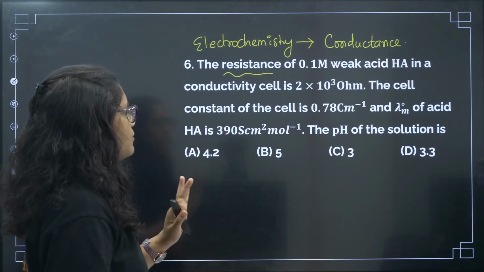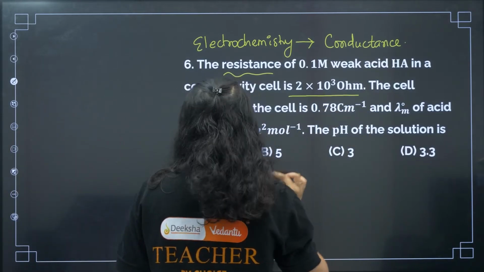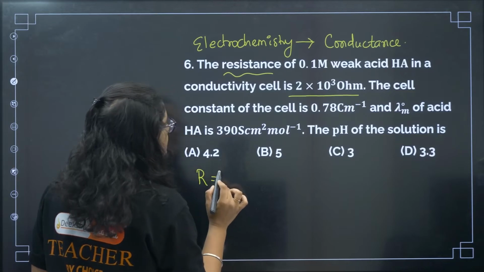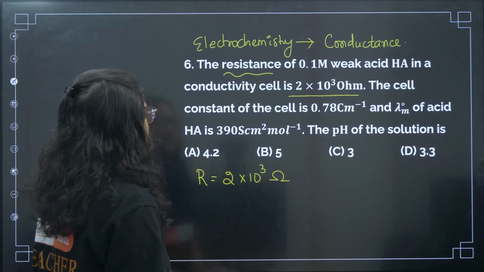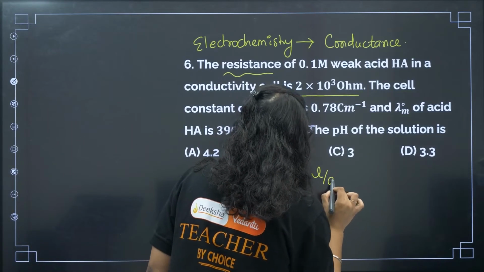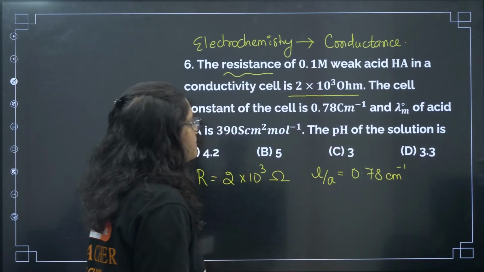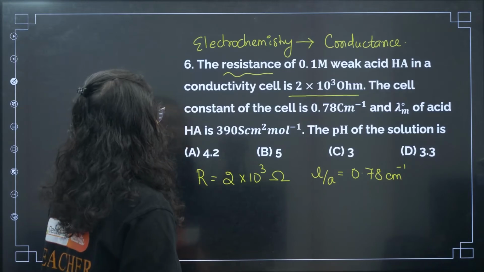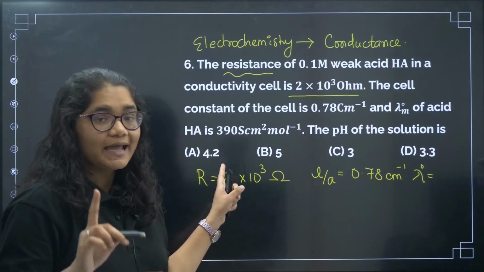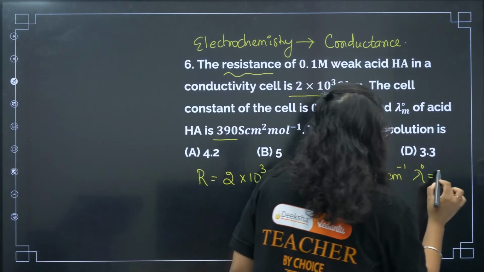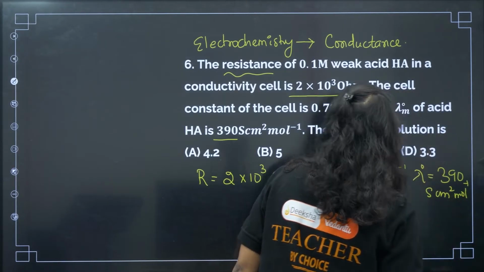The resistance of a 0.1 molar weak acid HA in a conductivity cell is this much. So let us write the data given to us. Resistance is 2 into 10 to the power of 3 ohm. Okay. Now the cell constant of the cell is, so cell constant is L by A, and that is 0.78 centimeter inverse. Okay, and the lambda naught m of the acid, so we have also been given lambda naught m, that is the molar conductivity at infinite dilution, as 390 S centimeter square mole inverse, right?